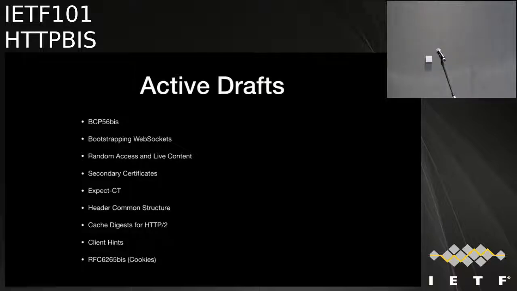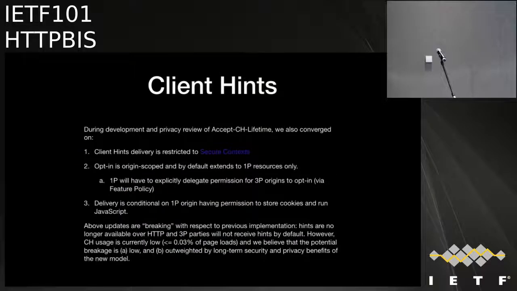Moving on, next up is client hints. And we have, again, Ilya couldn't make it. So we have an update from him. So most of the recent activity has been around except CH lifetime and the privacy implications of client hints in general. And so he's saying we converged on client hints delivery is restricted to secure contexts, which is a W3C term. It means basically HTTPS and similar things.